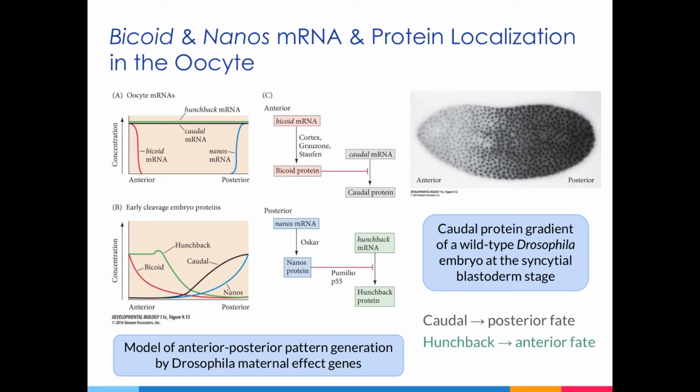In the anterior, bicoid will act as a translation inhibitor of caudal. So it will prevent caudal from being translated into protein in the anterior regions of the embryo. In the posterior, nanos will act as a translation inhibitor of the hunchback protein. So we can see that these proteins are acting not only to activate a certain set of genes, but to inhibit another set of genes.